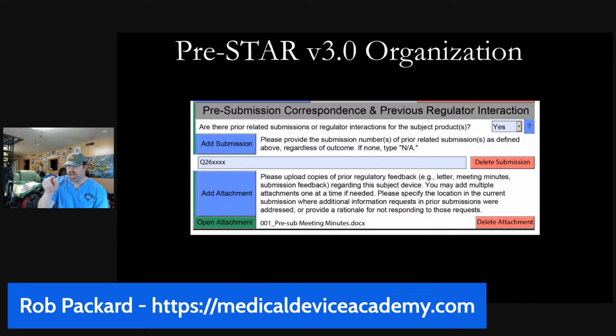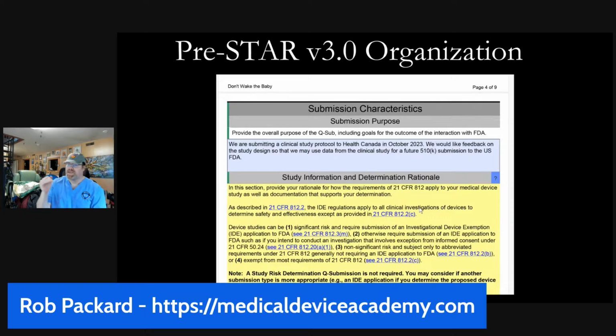And then you would have the Q sub number there, and this would normally be the supplement. If that last pre-sub was a supplement, then this is going to be the next sequential number up from that. So that's what you're attaching here. Okay, the next section right below that, they're going to ask what the submission characteristics are.